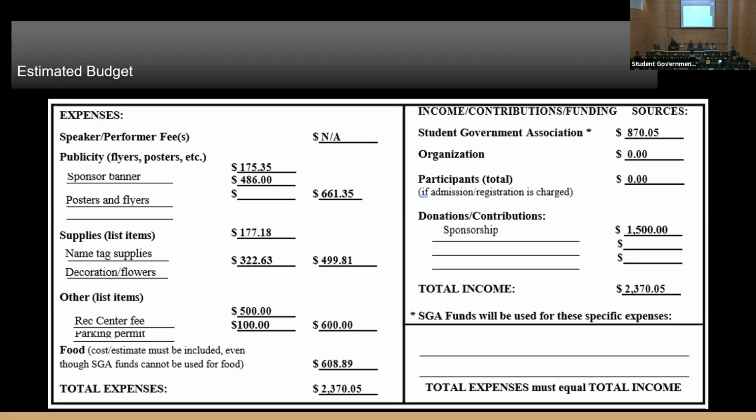And then the budget request. So these are all estimated numbers. There's still several things we have not purchased yet, but our estimated total expenses is $2,370. We did receive a $1,500 sponsorship from a couple of the employers coming, which is very generous and awesome. So we're just going to be requesting $870 from SGA. You guys are okay with that?